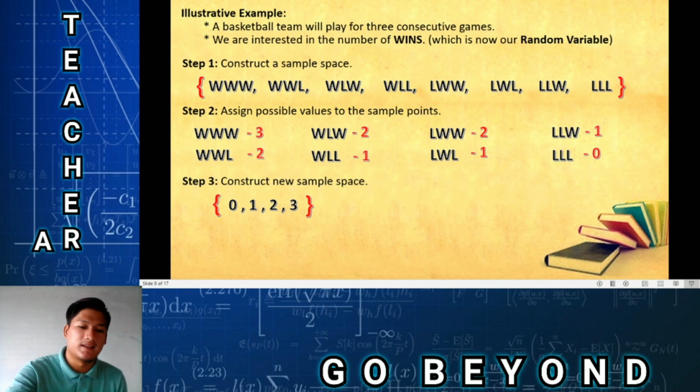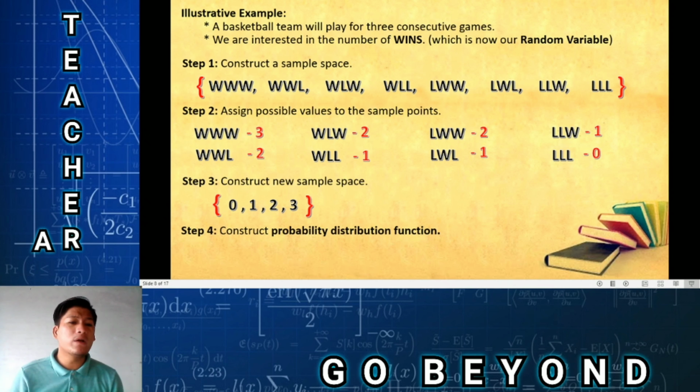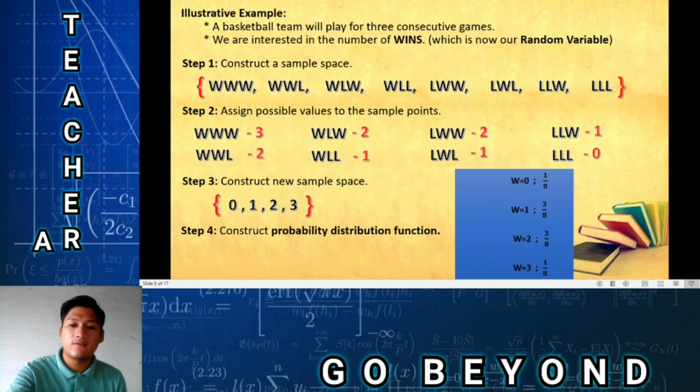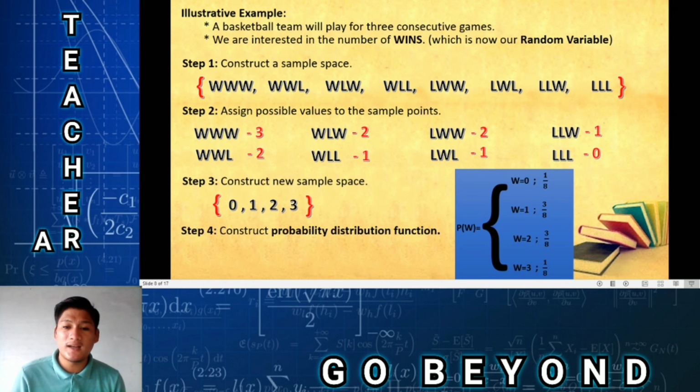And for step 4, in step 4, we are now going to construct the probability distribution function. Again, let us always focus on our random variable, and our random variable is the number of wins. So meaning, look at the figure. That is the form of a probability distribution function. That is how a probability distribution function looks like. Probability of wins. If win of 0, let's proceed to the step 2.